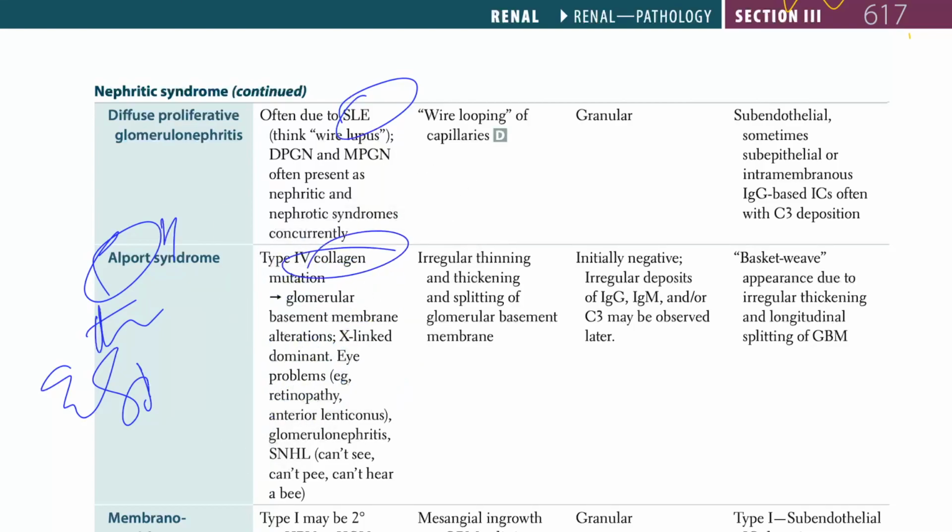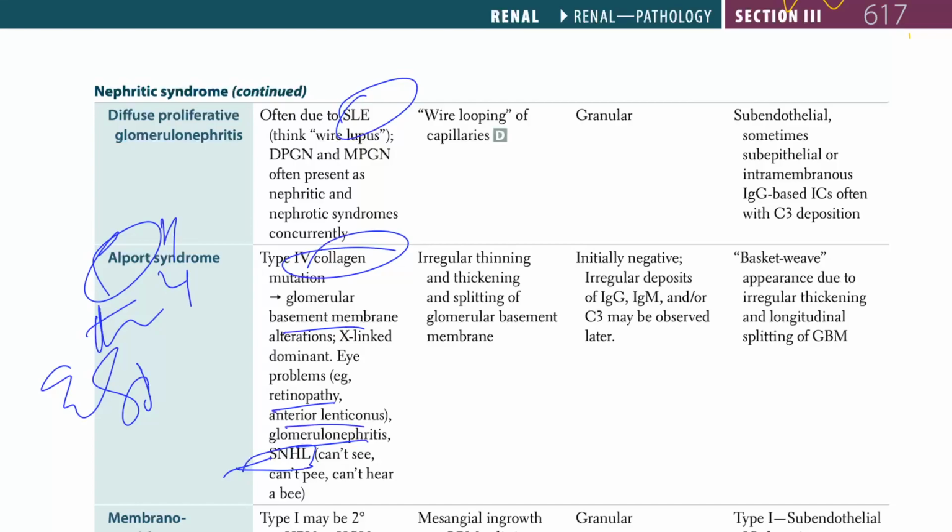So basically, whenever an organ needs type 4 collagen, it will be affected: basement membrane, retinopathies, anterior lenticonus, glomerulonephritis, and SNHL, sensorineural hearing loss, because type 4 is out. So these are the things we will be seeing with Alport and type 4 collagen.